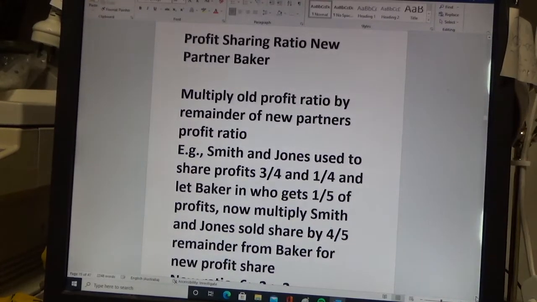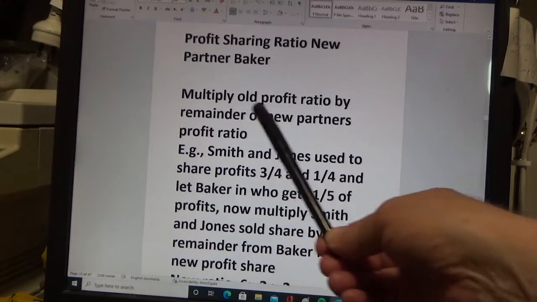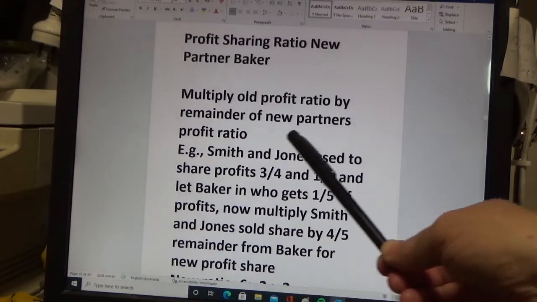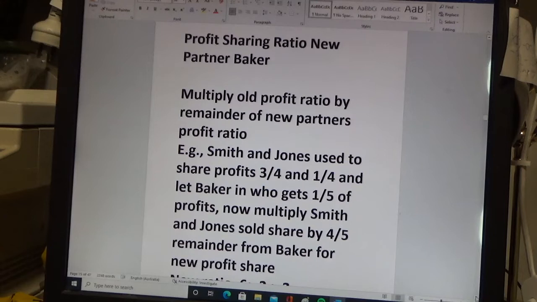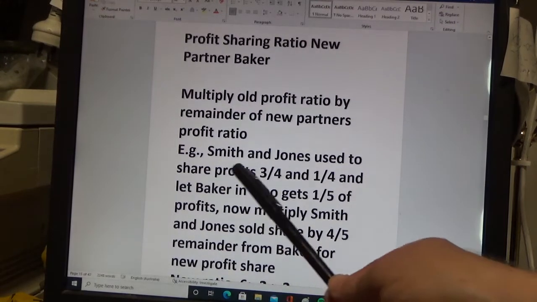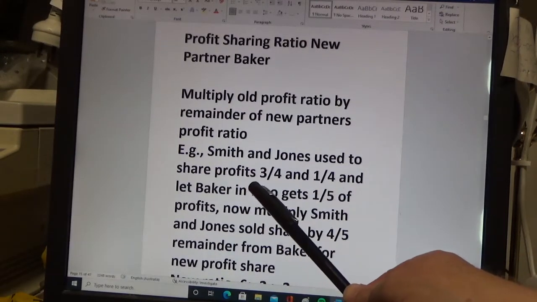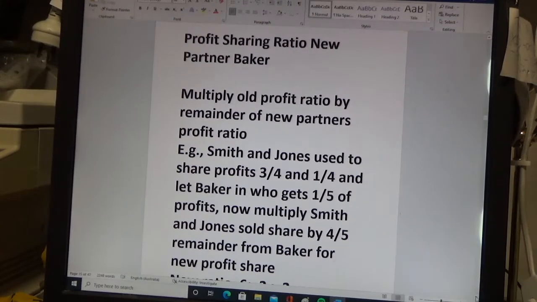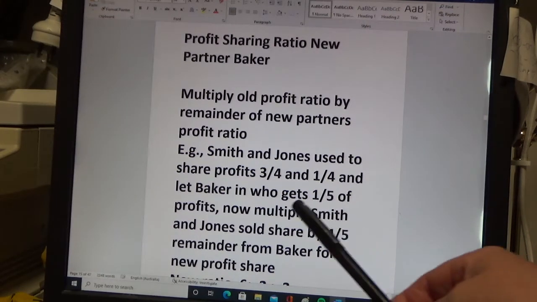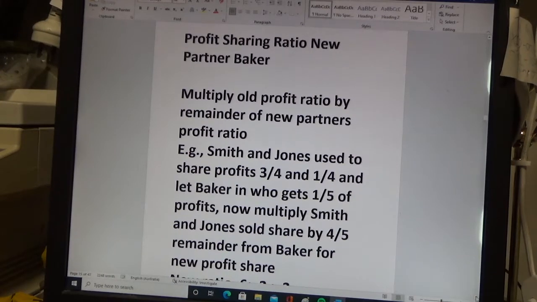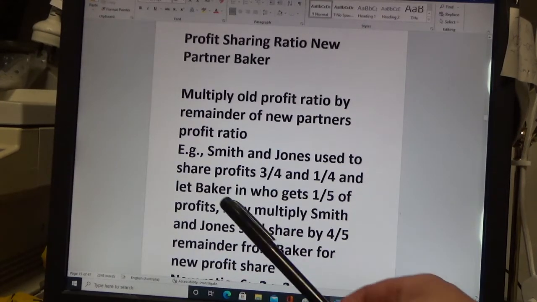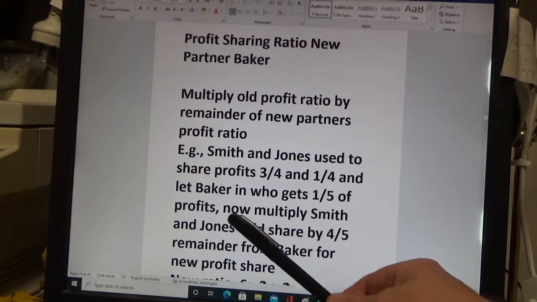Say you've got a partnership, Smith and Jones, and Baker comes in. Now what happens is you've got to multiply the old profit ratio by the remainder of the new partner's profit share. I'll just get to the maths in a tick. Say Smith and Jones used to share profits 3/4 for Smith and 1/4 for Jones, and they now let Baker come in. So you can see the denominator has changed. It's one more number because of the new partner Baker. Baker is going to get 1/5 of the profits.